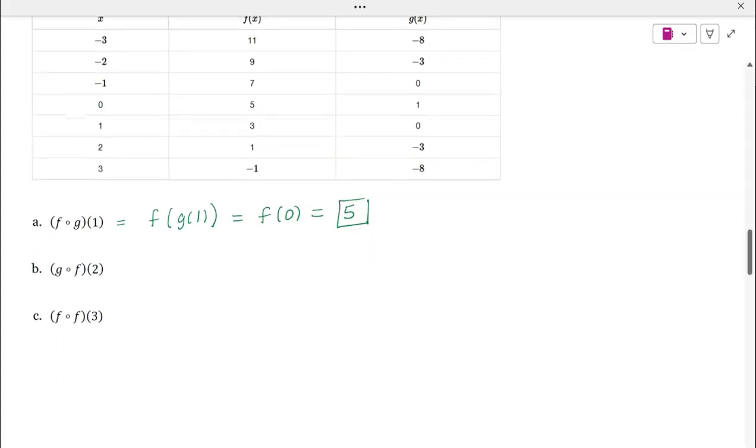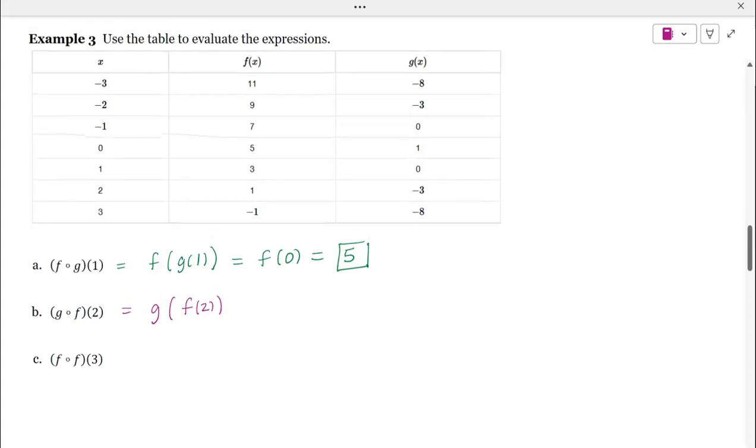Let's move to the second one. This is the same as g of f of 2. So I want to first figure out when x is equal to 2, the output for f is 1. So now I'll rewrite this as g of 1. And then I go back to the table and I look at when x is equal to 1, g is equal to 0. So this is 0.